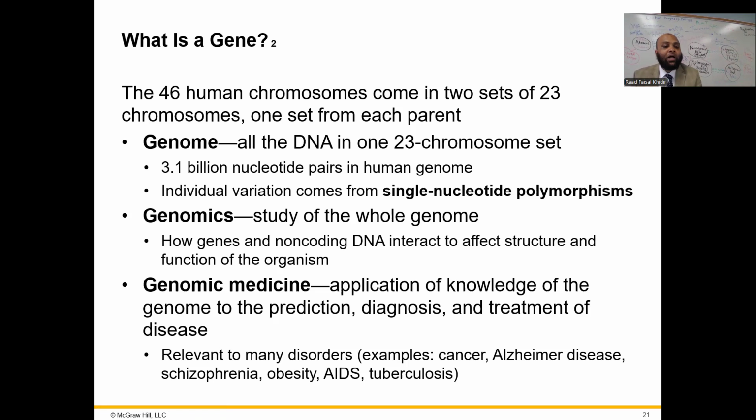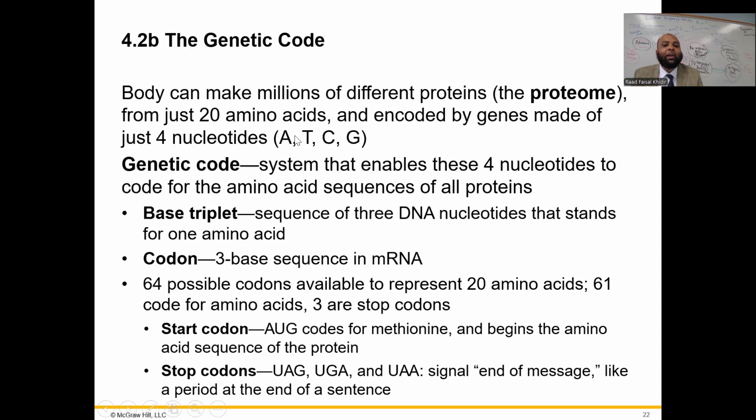So it is the application of knowledge of the genome to the prediction, diagnosis, and treatment of disease. It is relevant to many disorders. Examples are cancer, Alzheimer's disease, schizophrenia, obesity, AIDS, and tuberculosis. So the body can make millions of different proteins. The proteome. So from just 20 amino acids, encoded by genes made of just 4 nucleotides.